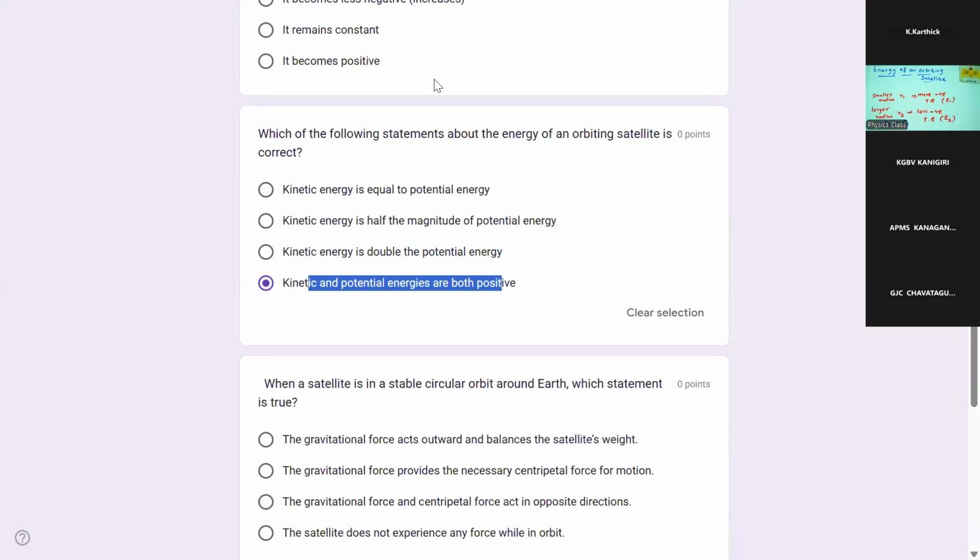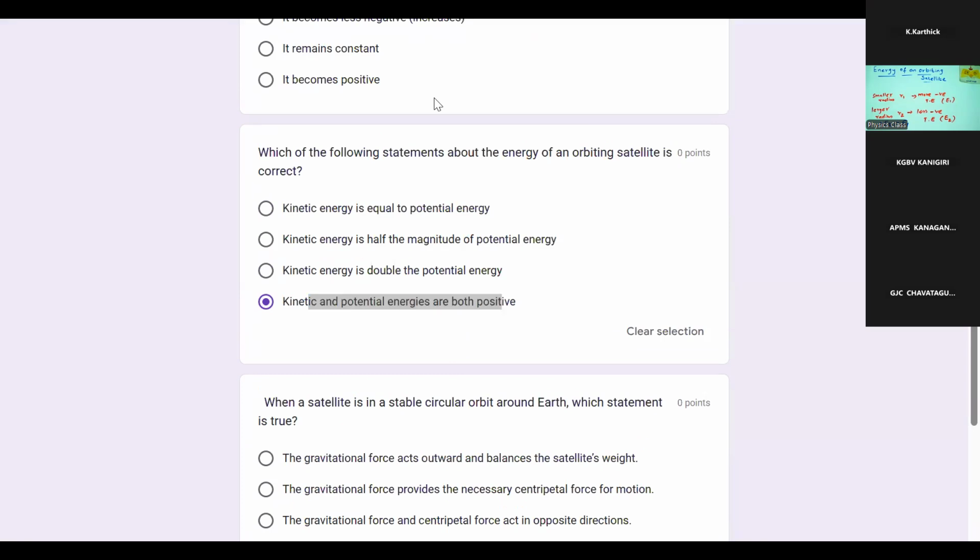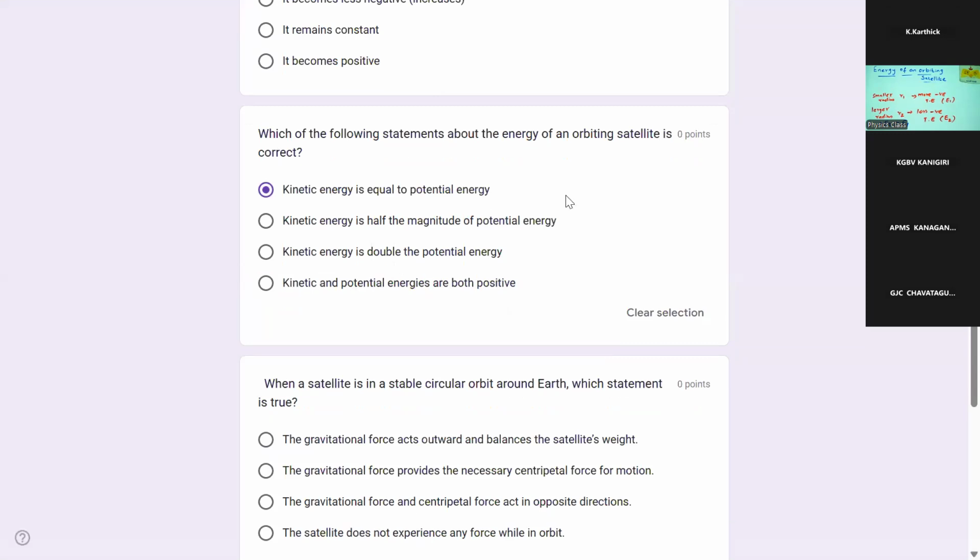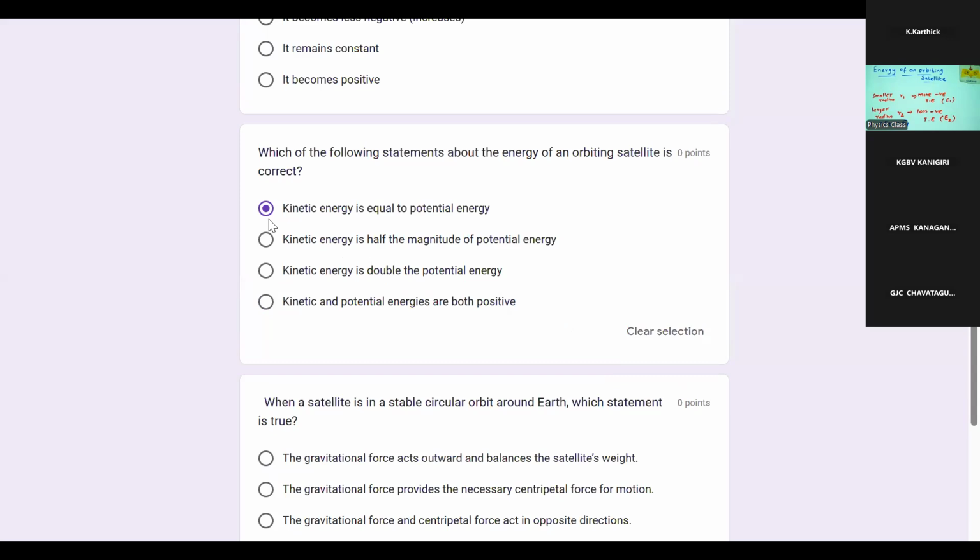Three, two, one. Which one is correct? One means kinetic energy equal to potential energy. Two is kinetic energy half the magnitude of the potential energy. Three is kinetic energy double the potential energy. We can choose one here because many of the students answered one, but you can see the answer later.